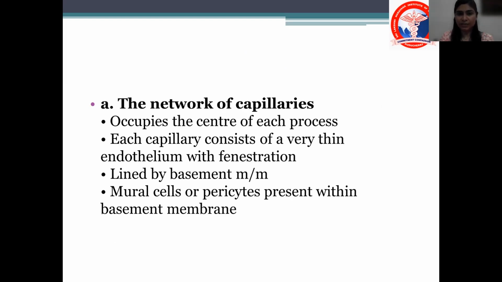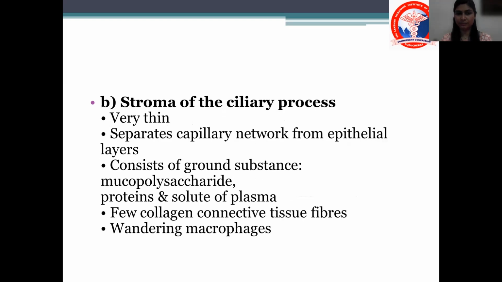Now the network of capillaries occupies the center of each process. Each capillary consists of very thin endothelium with fenestration. They are lined by a basement membrane, and mural cells or pericytes are present within the basement membrane. The stroma of the ciliary processes is very thin and separates the capillary network from the epithelium layers. It consists of ground substance made of mucopolysaccharides, proteins, and solutes of plasma. There are also a few collagen connective tissue fibers and wandering macrophages present in the stroma.